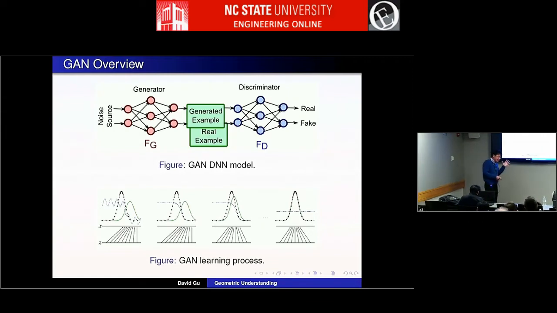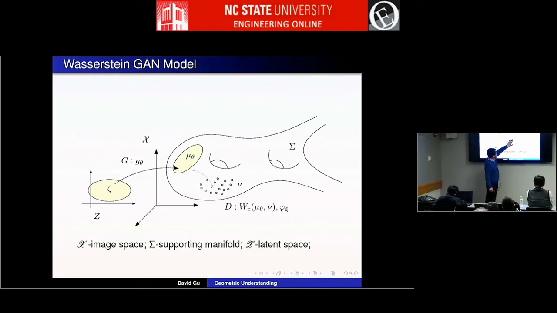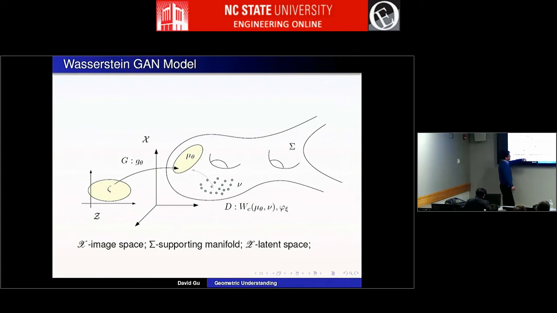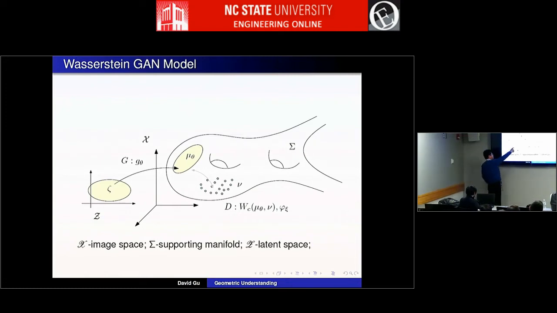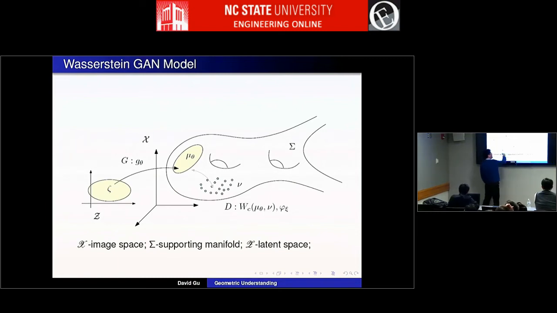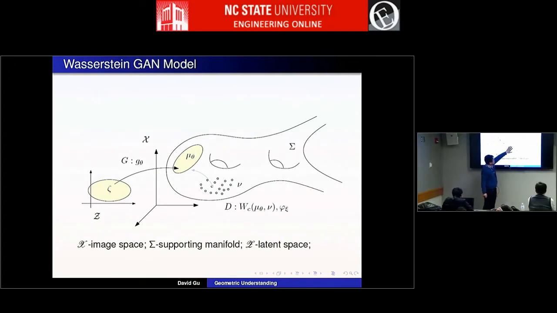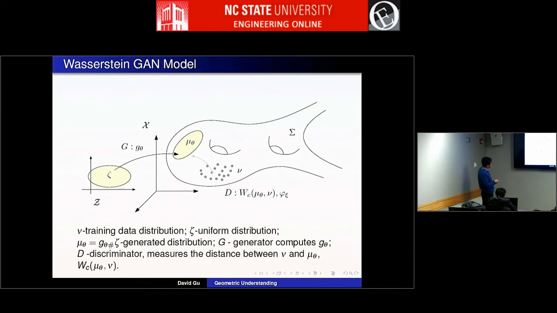This is exactly the same language as optimal transportation. Using our model, we have a data manifold. We have a real data sample here, which is nu. Nu is a Dirac measure, but if your samples are dense enough, this will converge weakly to the real data distribution. In the latent space, we have a Gaussian or uniform distribution Z here. The generator maps from the latent space to the data manifold, mapping the distribution here to the distribution mu seated here. The discriminator computes the distance between the generated distribution and the sample distribution. So this is the visualization for the GAN model.